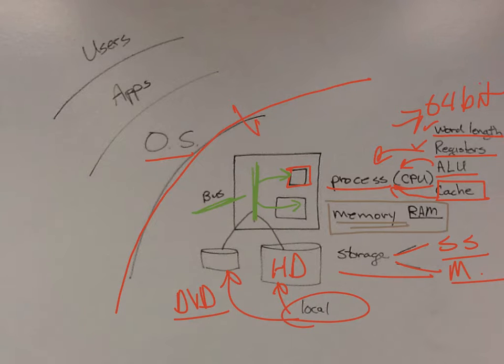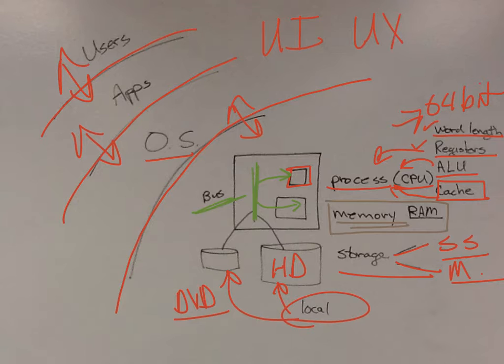The operating system communicates with the hardware. The application communicates with the operating system. The users communicate with the application. User interface, user experience, determined by software.